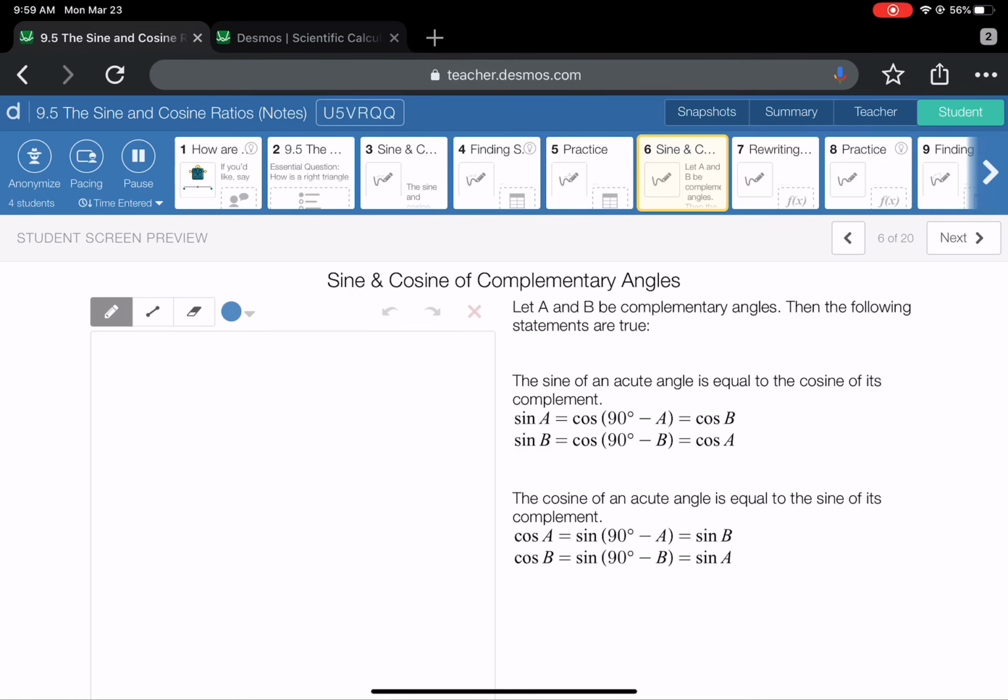All right. Just like we talked about, if you have the sine of one angle, you are able to find the cosine of the other angle. That's because sine and cosine relate to complementary angles. And if we recall, complementary angles are angles that add up to 90 degrees.